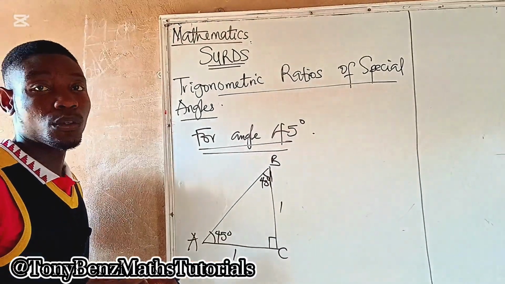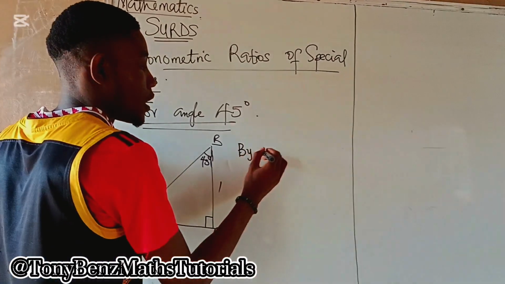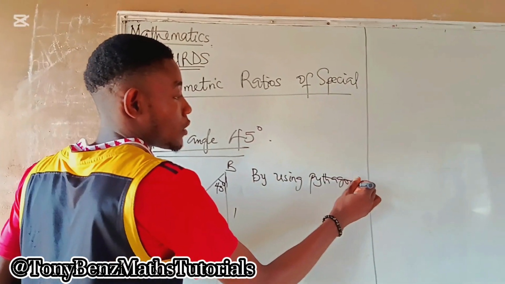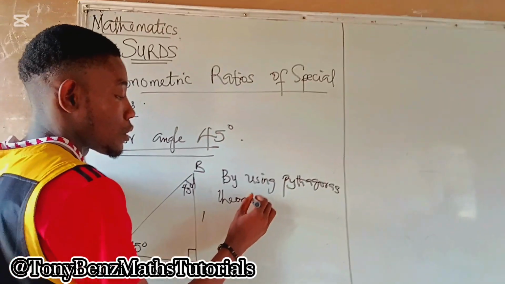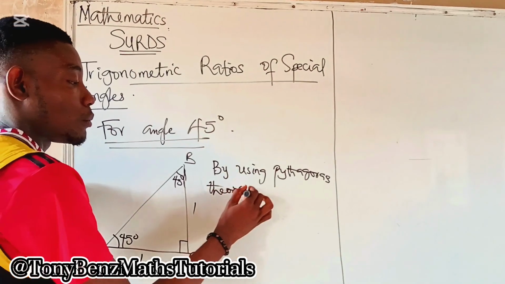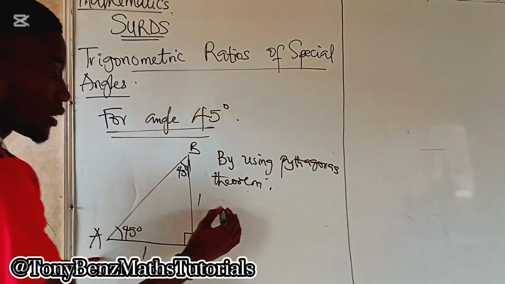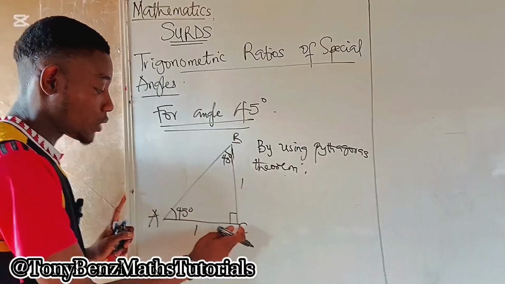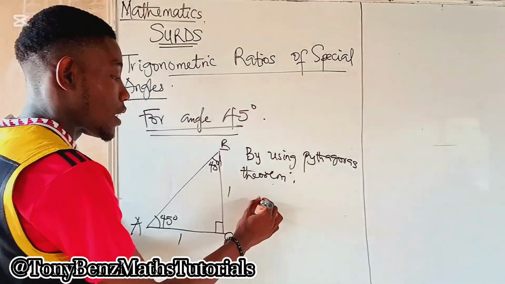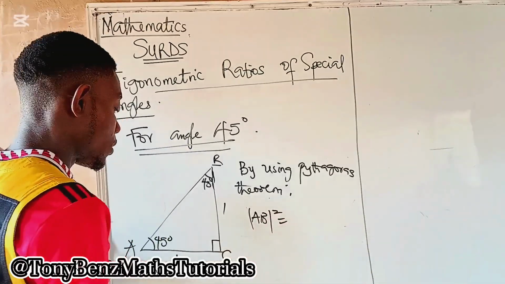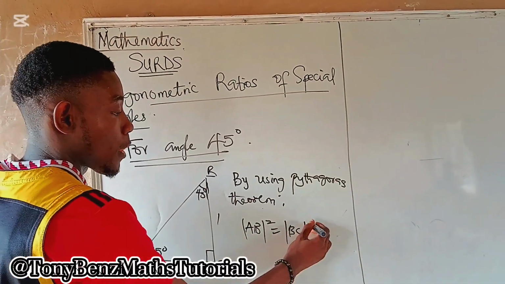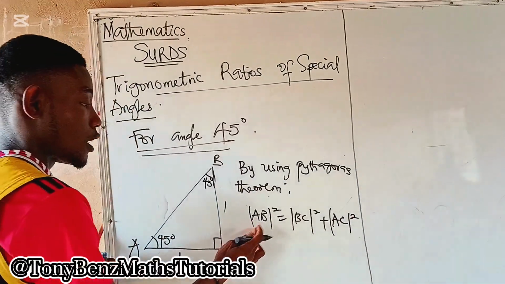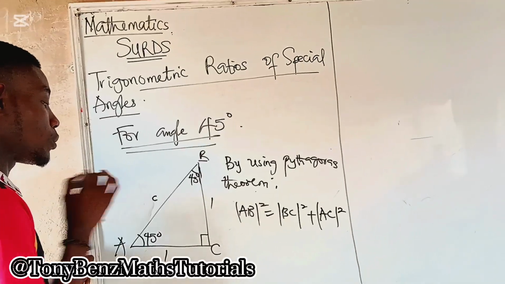We can find length AB by using Pythagoras theorem. We said the square of the hypotenuse is equal to the sum of the squares of the opposite and adjacent. Line AB square is equal to line BC square plus line AC square. Let's name line AB to be small letter c.